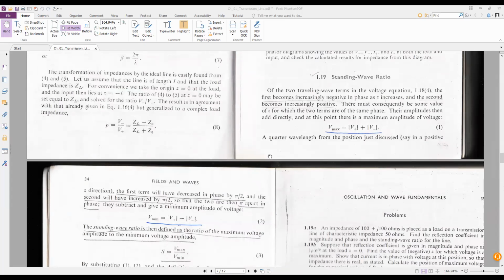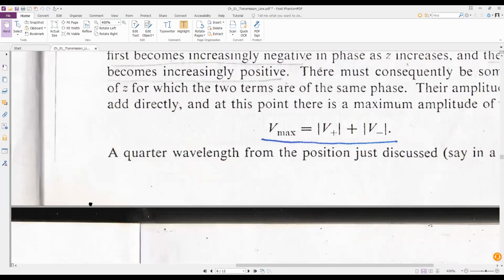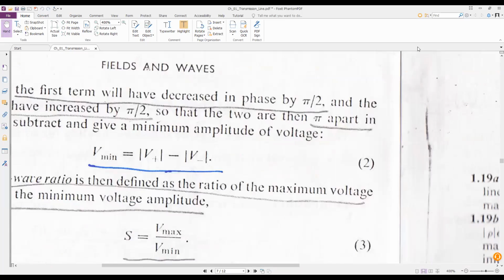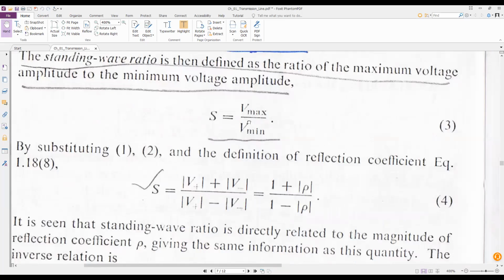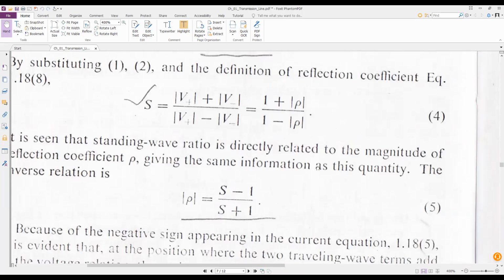See, standing wave ratio. Standing wave ratio is equal to V max by V min, or we can say 1 plus rho divided by 1 minus rho. Similarly, for rho, we can write S minus 1 divided by S plus 1. Do you know how it comes?